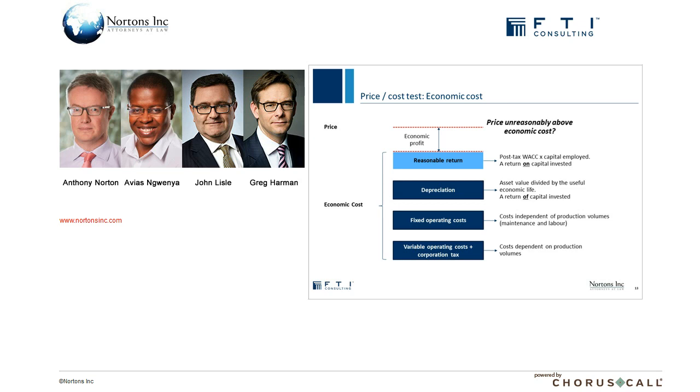We then add depreciation. Why do we add depreciation? Well, if I invest in an asset for 100 Rand, then obviously over the life of that asset, I need as an investor to recover that 100. I need my money back. Depreciation is a way of amortizing that cost over time.